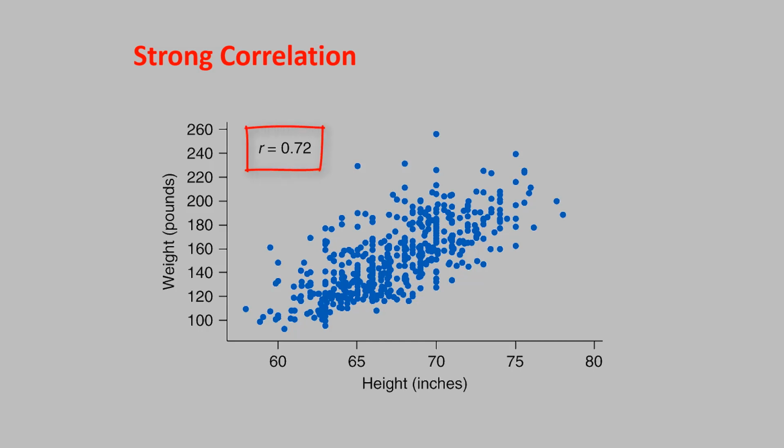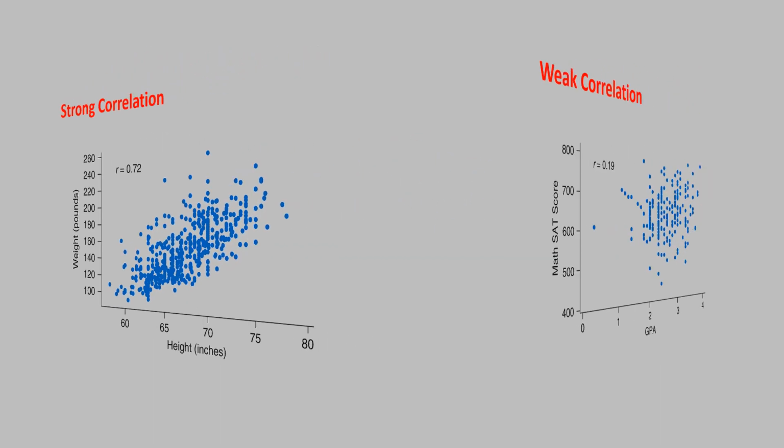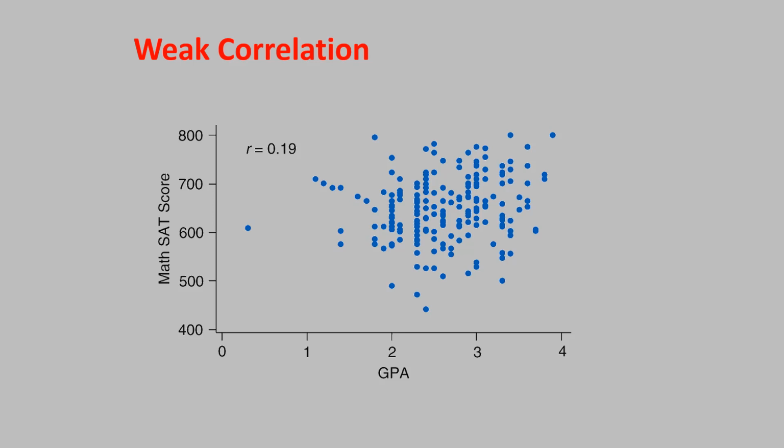Here r equals 0.72, indicating a fairly strong relationship between height and weight. The sign of r is positive, which means that the relationship is positive. As height increases, weight increases. Here r is 0.19, indicating a weak but positive relationship.